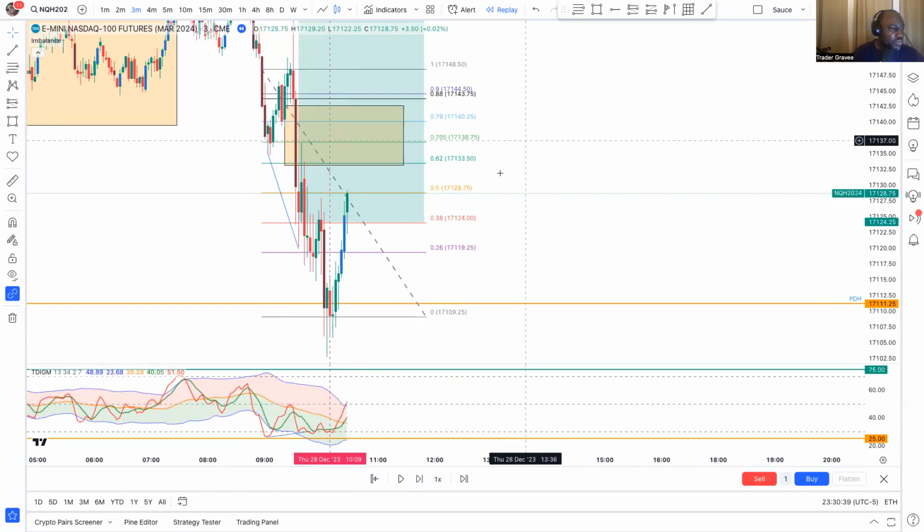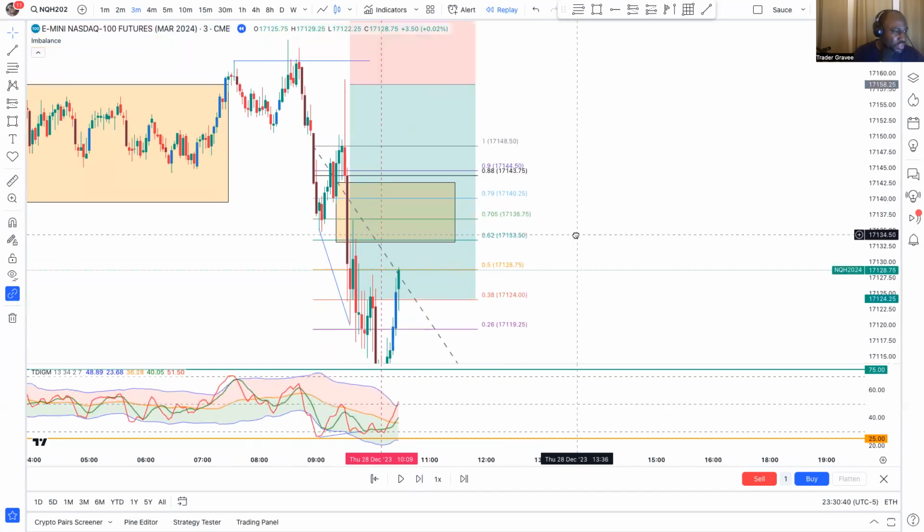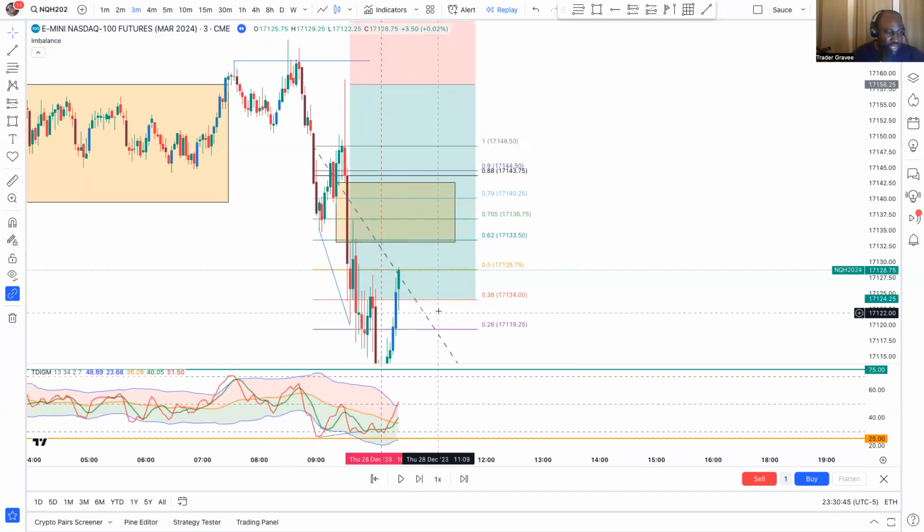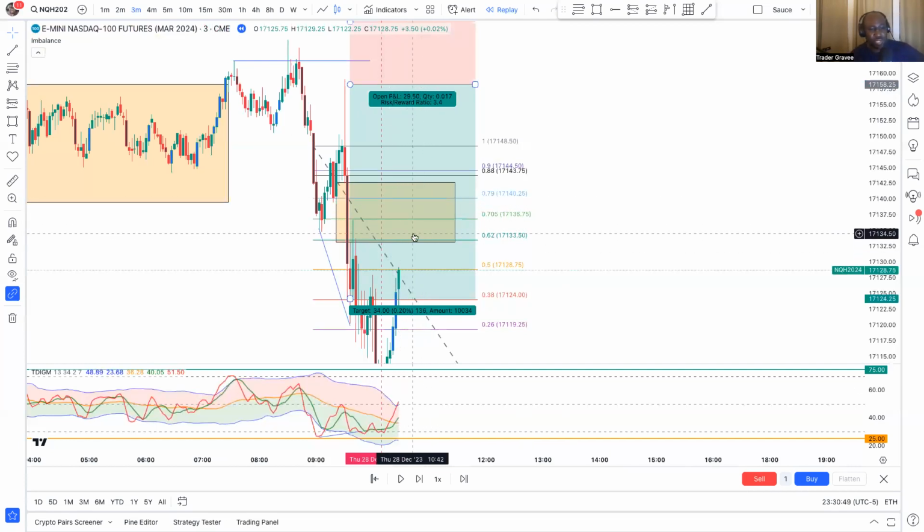Now, where do we want to be a seller? Like I told y'all, if it doesn't go to 62 and drop, it ain't hanging around in this area. I just don't trust it. I don't trust it's going to hit here and drop, hit here and drop. It's most likely, if it passes 62, it's coming here to 88.